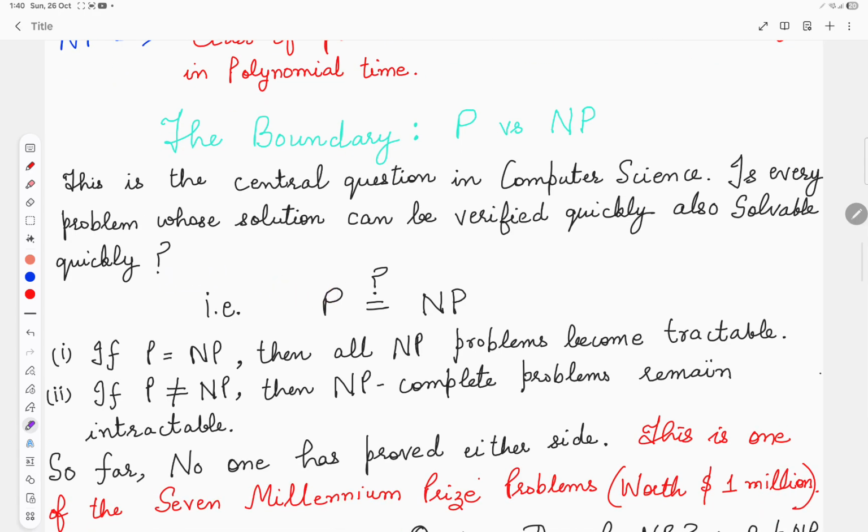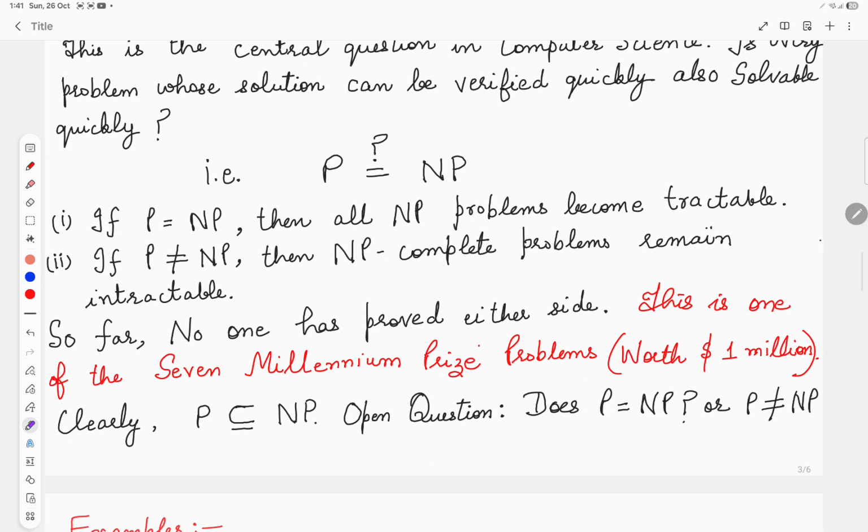Is every problem whose solution can be verified quickly also solvable quickly? Because NP means verification of the solution is possible in polynomial time. Now whether that is solvable in polynomial time or not, if it is solvable, it will become P. So that means, can NP be equal to P or not? This is the millennium question, the $1 million question. This is one of the 7 millennium prize problems worth $1 million.